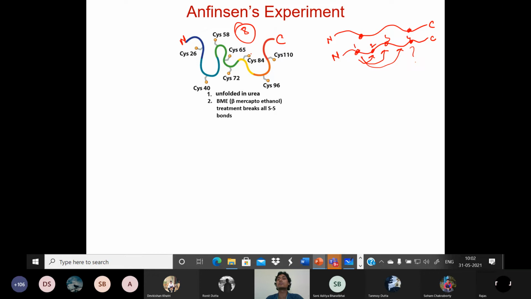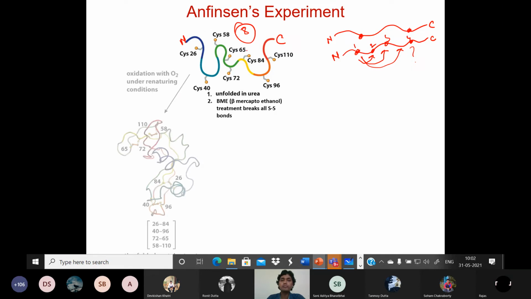8 cysteine residues, right? And then what he did, he unfolded this RNase in presence of urea and added this reducing agent. Beta-ME is a reducing agent here. As a result, cysteines are now in reduced condition, no disulfide linkage. We are showing just one molecule, but consider like 1,000 molecules there.